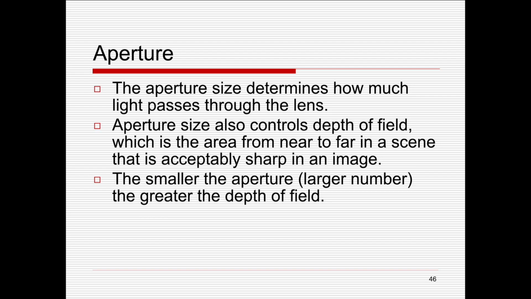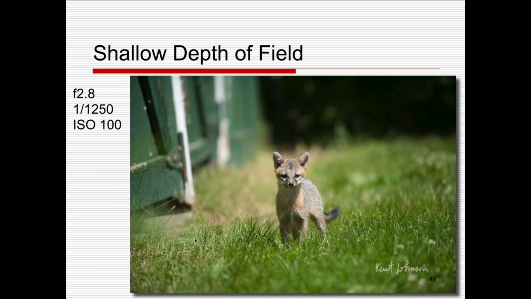Now the aperture, as we've talked about, determines how much light passes through the lens. The aperture size also controls our depth of field, which is the area from near to far in a scene that is acceptably sharp. This is an example of a shallow depth of field. I'm at f/2.8, and that gives us a very shallow depth of field. You can actually see the area of focus on this grass here. It's going right through this area here.